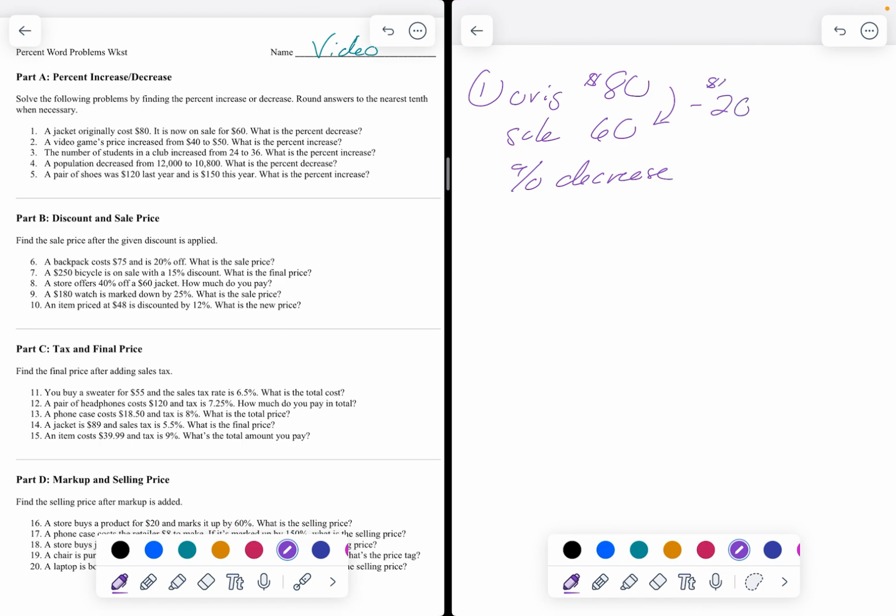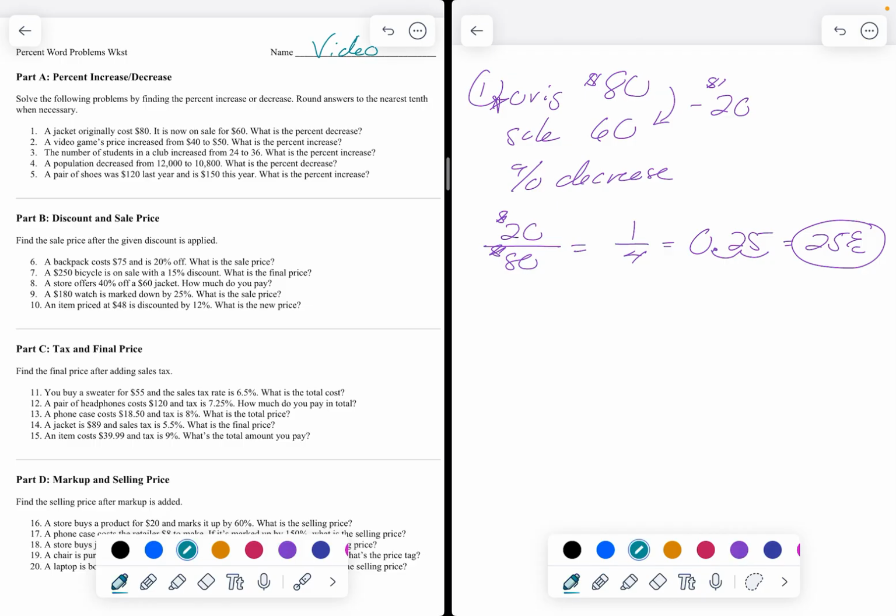You see that? Now, when we talk about percent increase or decrease, it's always based on what you started with, the original price. So it went down $20. So $20 out of $80 is 1/4. And remember, 1/4 as a decimal is 0.25. And then remember, percent is out of 100. So that would be 25%. So it was a 25% decrease.